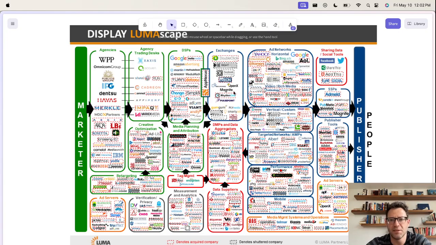Cool, so I prepared a little bit of a diagram for this just to give the audience a sense of how everything works. First things first, this is what's called a Lumascape, and if you notice here, it's really just the display Lumascape, which talks about display advertising. Think of ads on a website, and you can just see how robust and complex it is. And this is just taking one small part of it.